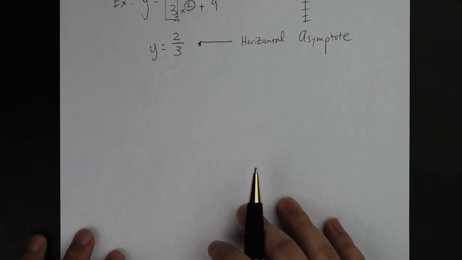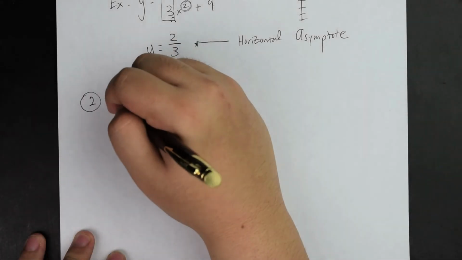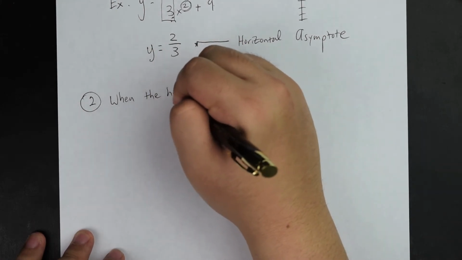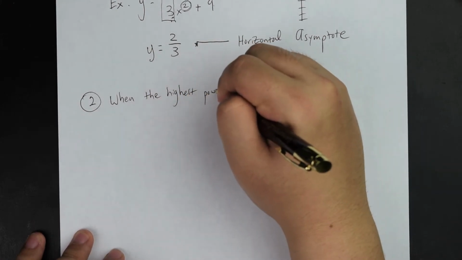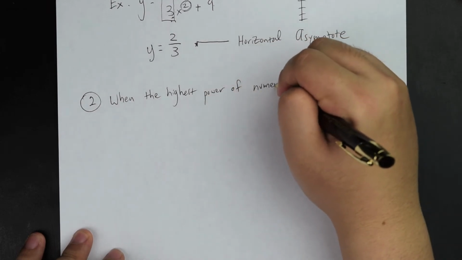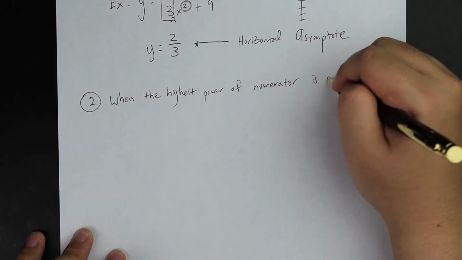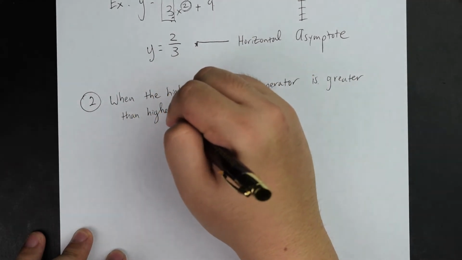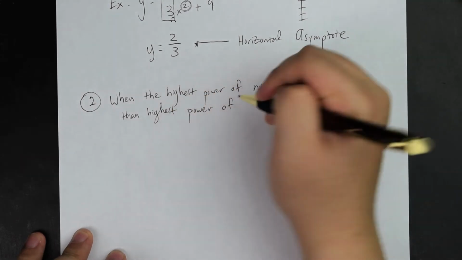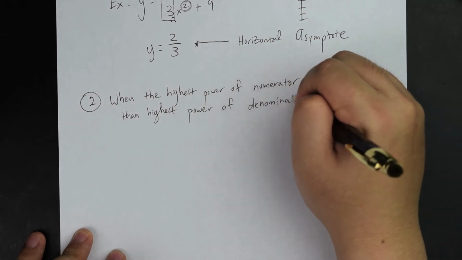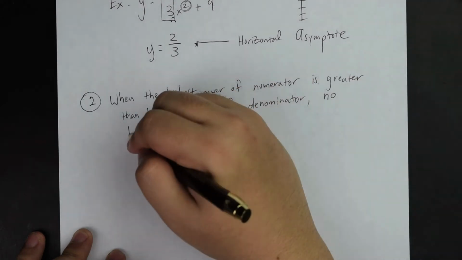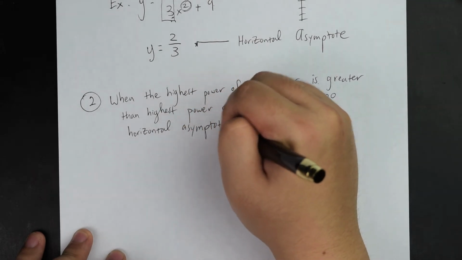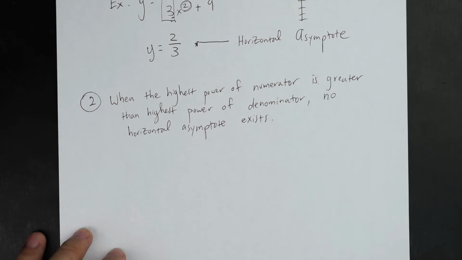The second one, to continue on. So the second rule is this. When the highest power of the numerator is greater than the highest power of the denominator, no horizontal asymptote exists. Okay? And so I'm going to provide an example of what I mean by this.